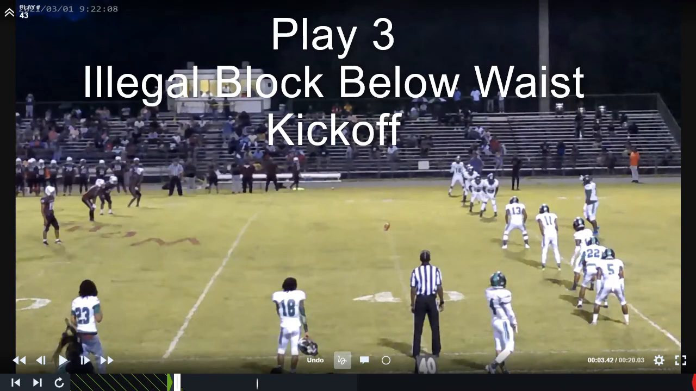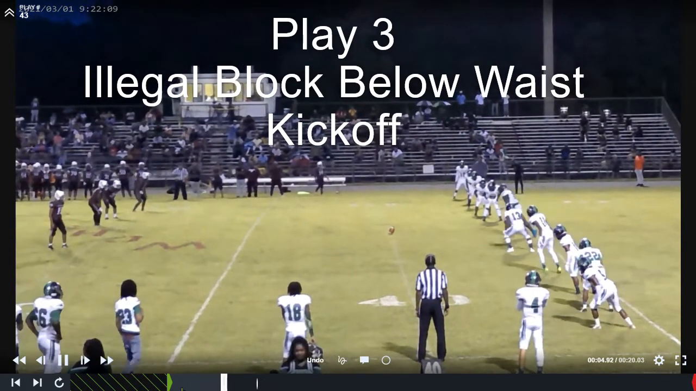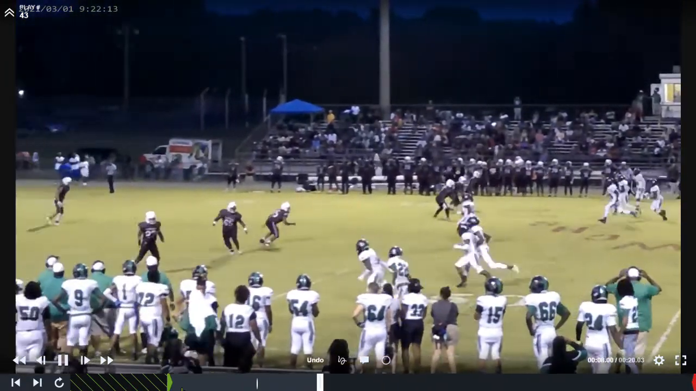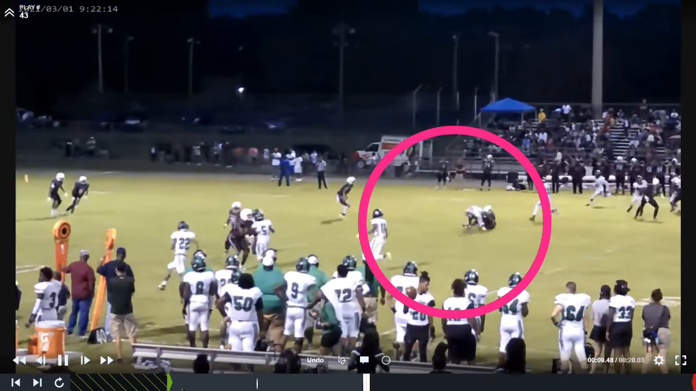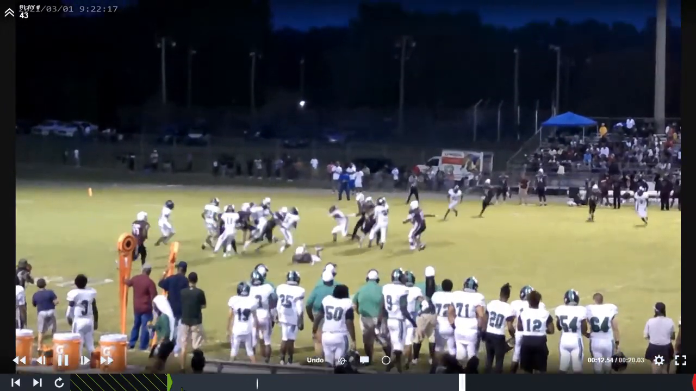Our next play, we're also going to look at a kickoff, illegal block below the waist. And on kickoffs, remember, we don't have a line of scrimmage, so we cannot have blocking below the waist. Notice here in the middle of the field, we notice the player come up and block below the waist inside the red circle. This is illegal on a kickoff.